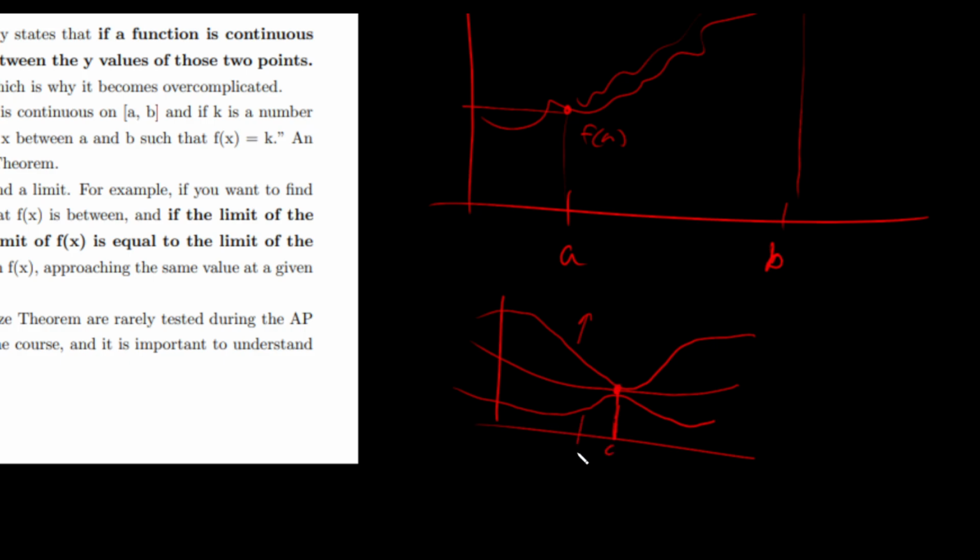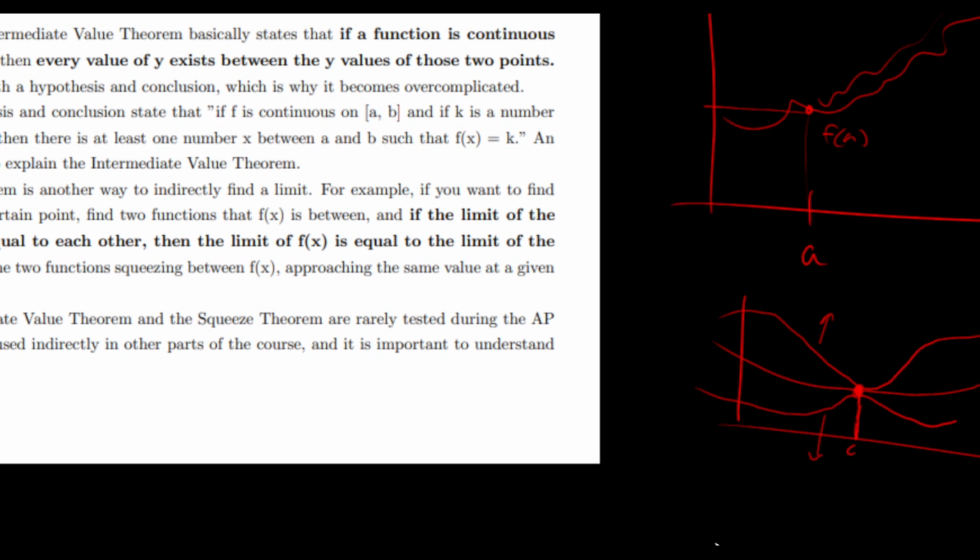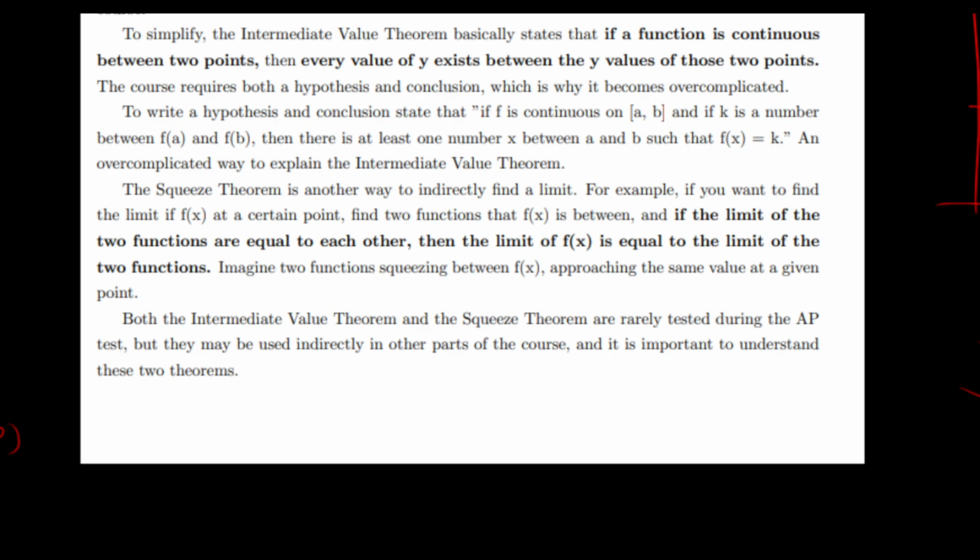I'm going to find the limit of this bottom graph at point C. And if those limits are equal to each other, then this middle one, the one I'm trying to find, will also be equal to it because it's kind of squeezing in between the functions. That also makes sense because one is always going to be over it, one is always going to be under it. If they equal each other, then our f of x is going to be squeezed in between those two. That makes sense, right?